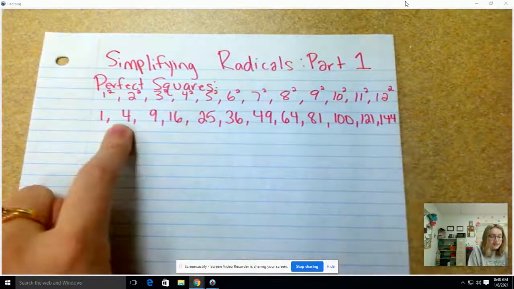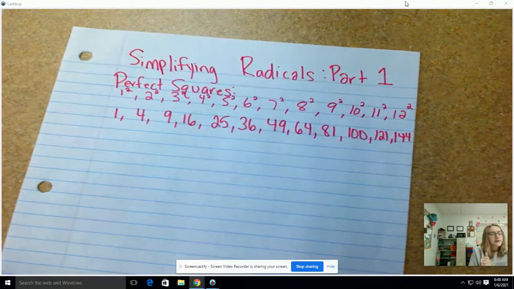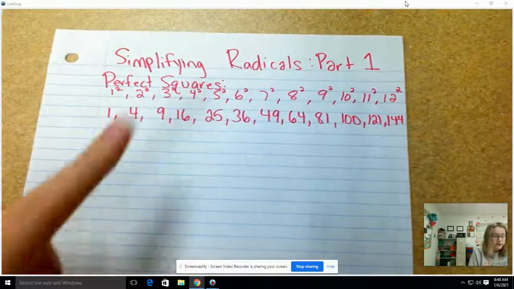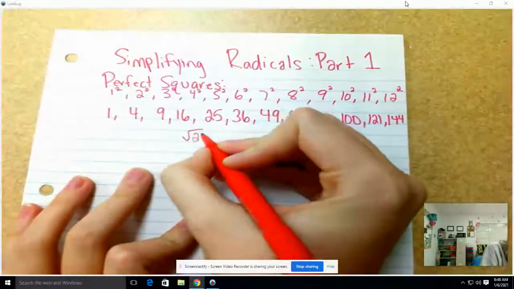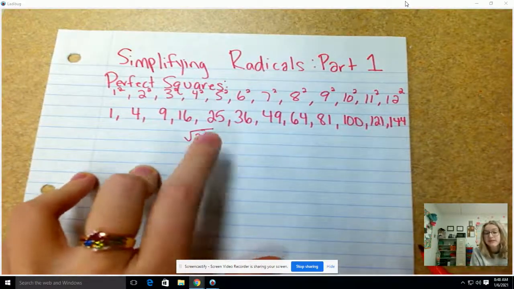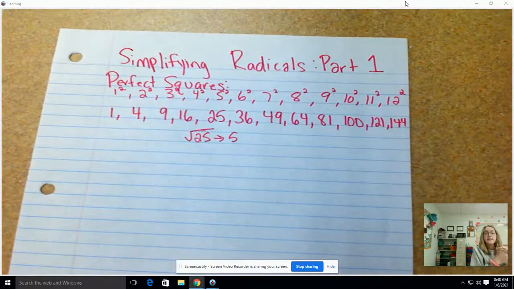So being able to recognize that 25 is a perfect square. Let me backtrack here. A perfect square means that something times itself is going to give you a number. Like if I was to take the square root of 25, that means what times itself is 25, and that's going to be 5. So it's a perfect square if it's a whole number. If you try to take the square root of 2, that's not going to work out because nothing times itself is 2. But I think you all are familiar with square roots. You've seen them before, but we're just building on that prior knowledge for this unit.